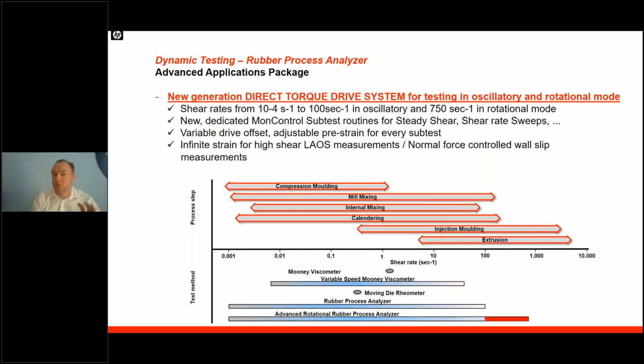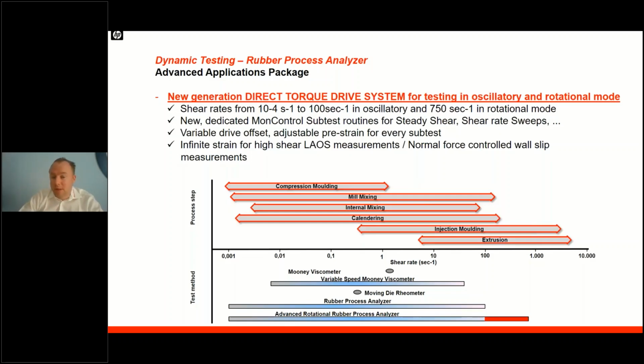with oscillatory frequencies up to 100 Hertz, strains up to 5,000%, that typically translates into shear rates of about 100 per second. However, with the newly added capabilities of continuous rotation of the lower die in a rotational mode, shear rates up to 750 per second are possible. So it means a 7.5 times higher shear rate range can be achieved.